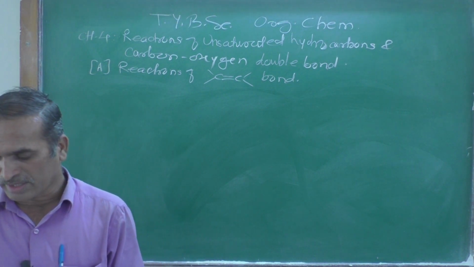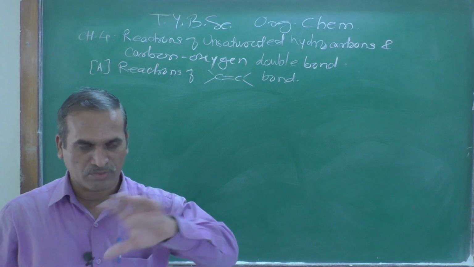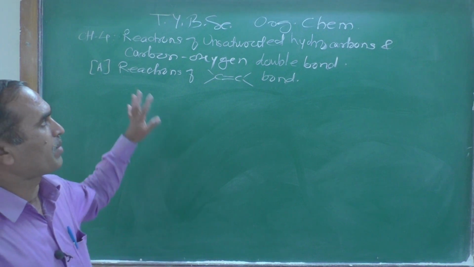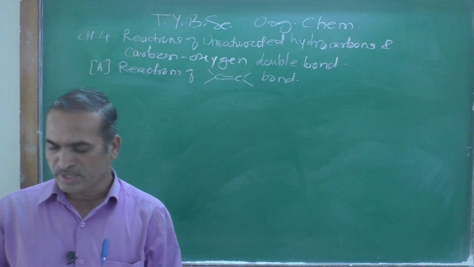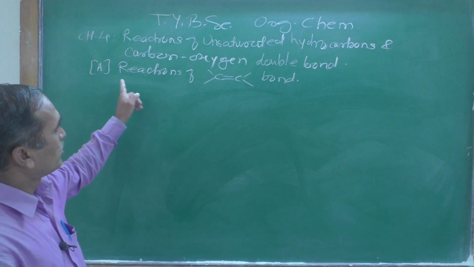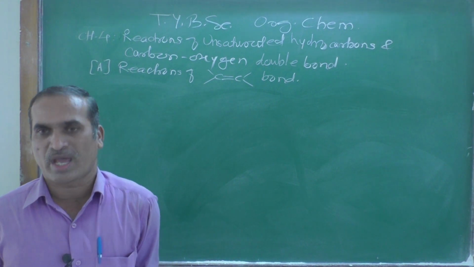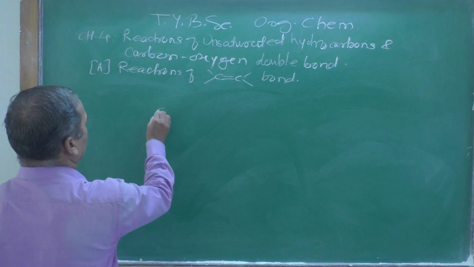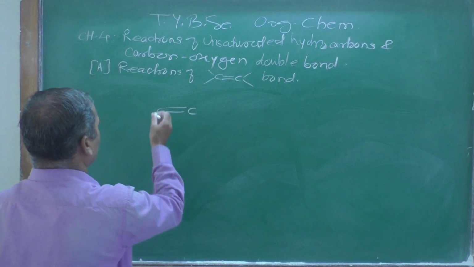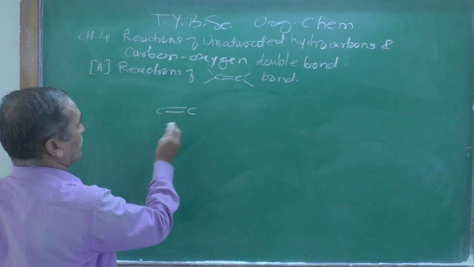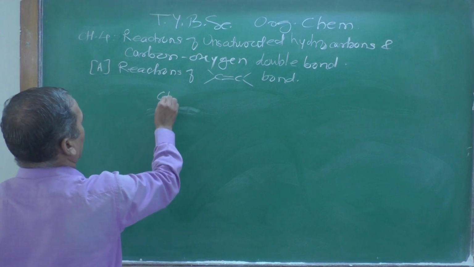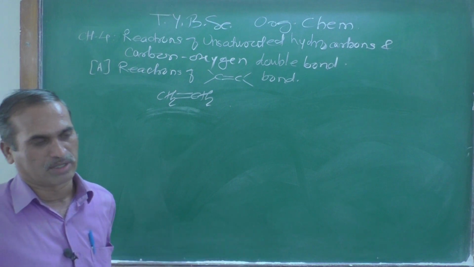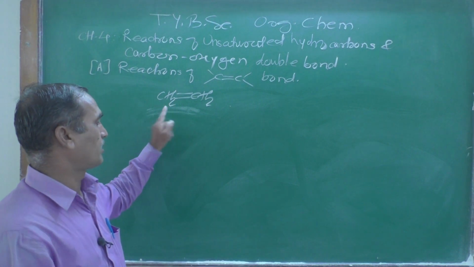Before starting that, we are just looking at the introductory part we have just seen. Now, addition to the carbon-carbon double bond. As we know, the simplest example of an alkene is this one, right? The carbon-carbon double bond, just CH2=CH2. This is the simplest or the first member of the alkene family.